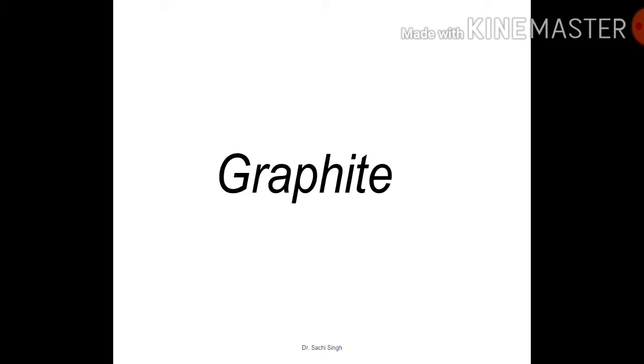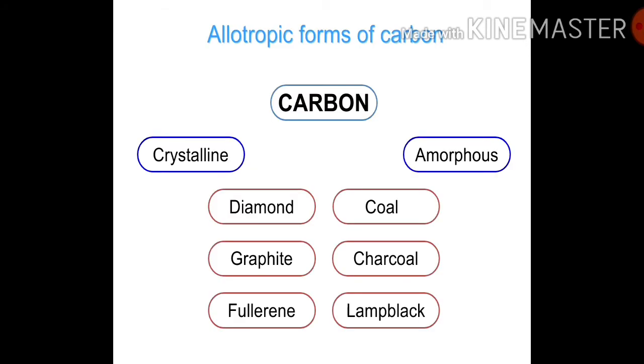Students, today in this video we will explain the structure, properties and application of graphite. Graphite is an allotrope of carbon. So as in the case of diamond, graphite also contains carbon atoms. In graphite, the atoms are mainly arranged in layers. Graphite itself forms in two allotropic forms.